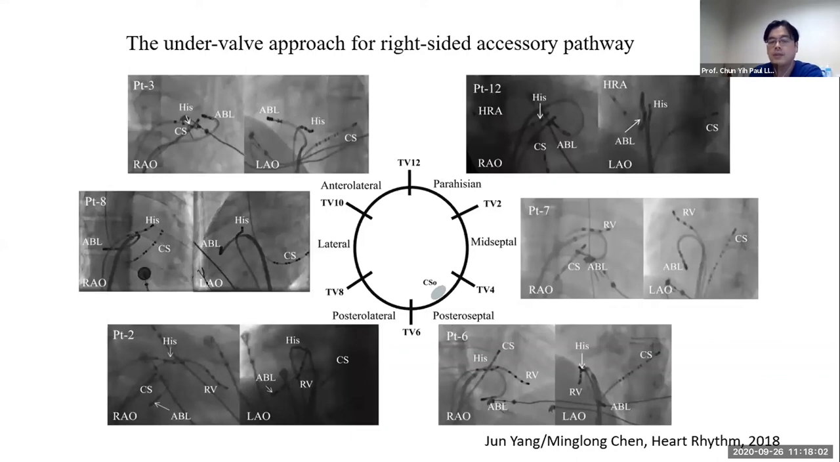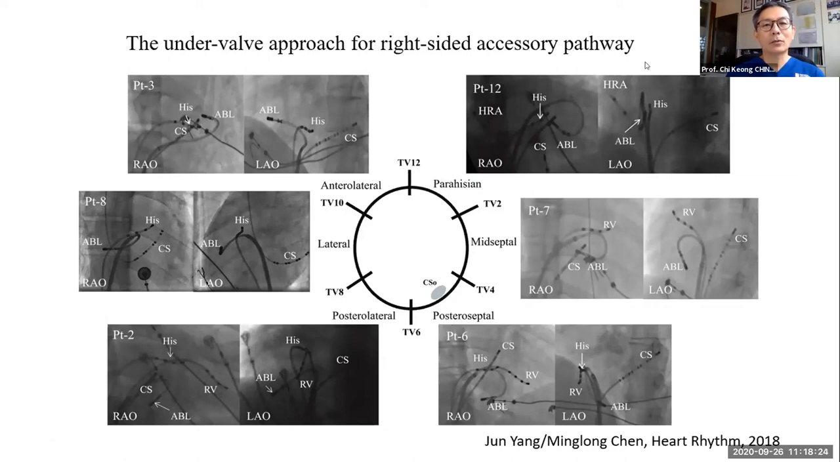And Prof, yourself, I know you use the retrograde aortic approach. What are your thoughts? I think, whatever approach, the key take home is that you are comfortable and confident in that approach, and you're able to maneuver the catheters confidently to the site of choice ablation.